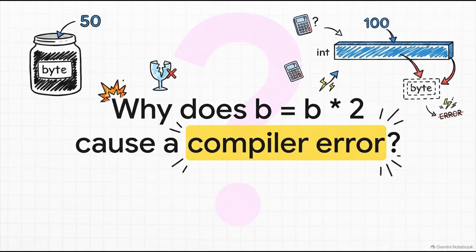You declare byte b equals 50. In the very next line, you write b equals b times 2. Now, 50 times 2 is 100. The maximum limit for a byte is 127. So 100 clearly fits within the byte limit, right? Yet this instantly causes a compiler error. Why does a calculation that fits perfectly within the container fail?